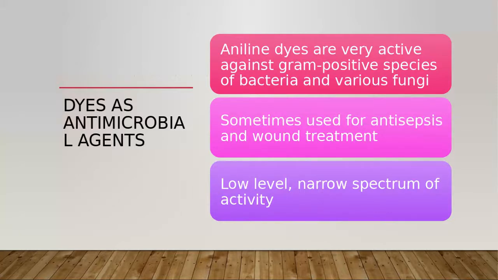The last one is dyes. This is color, like paint, for example, that we use. They also have some ability to control or kill bacteria. Some aniline dyes, for example, are very active against gram-positive bacteria. Some are even used as an antiseptic. So they are mostly low level and narrow spectrum. It means that they just kill several types of bacteria, not many types.